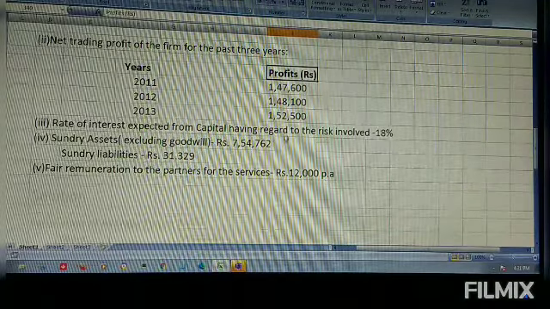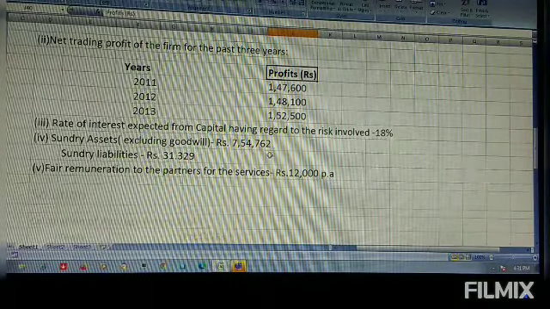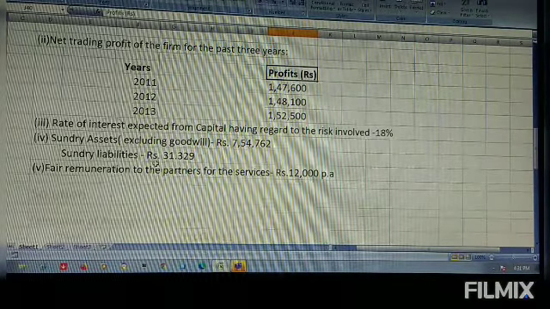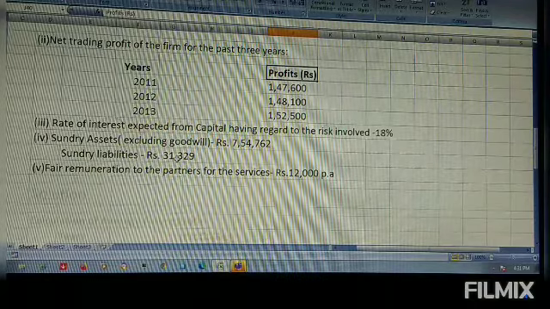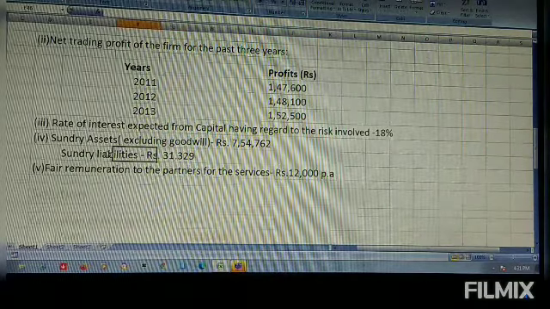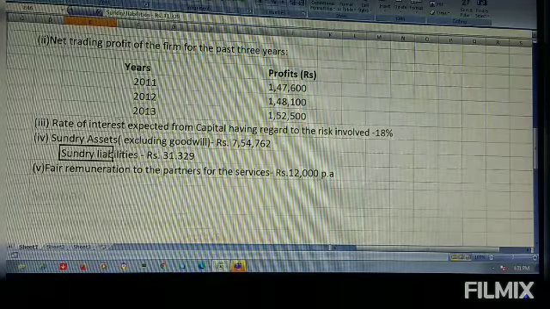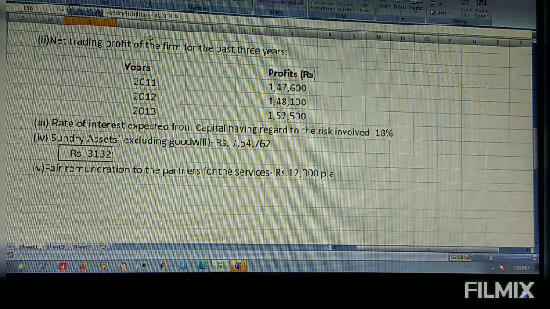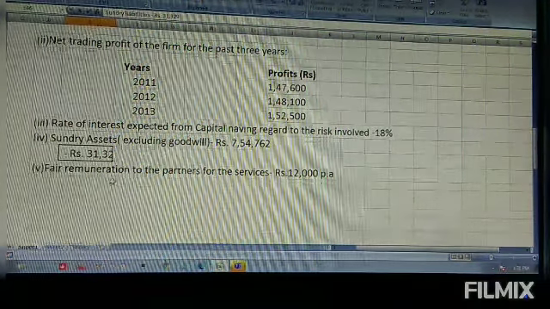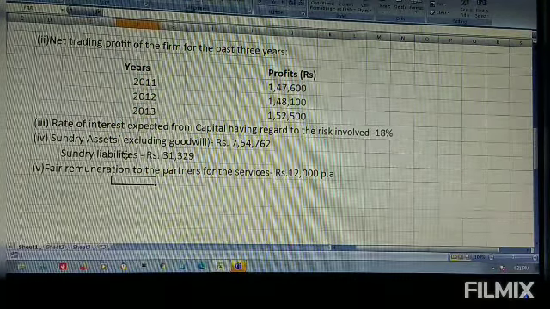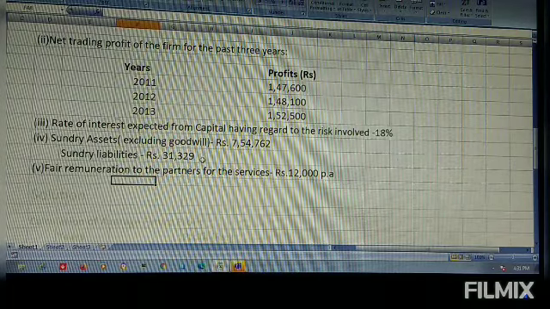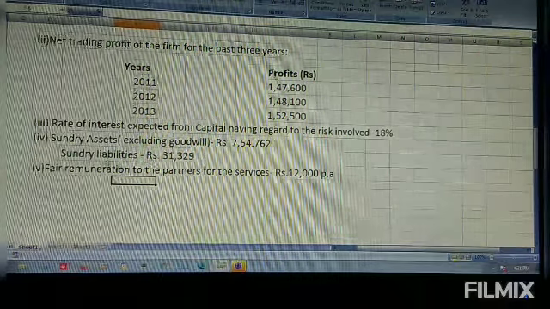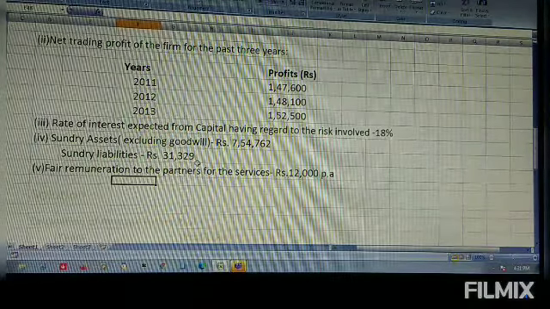The total value of sundry assets is 7,54,762. Then sundry liabilities are also given. That is rupees 31,329. Okay, sundry assets 7,54,762. Sundry liabilities rupees 31,329.